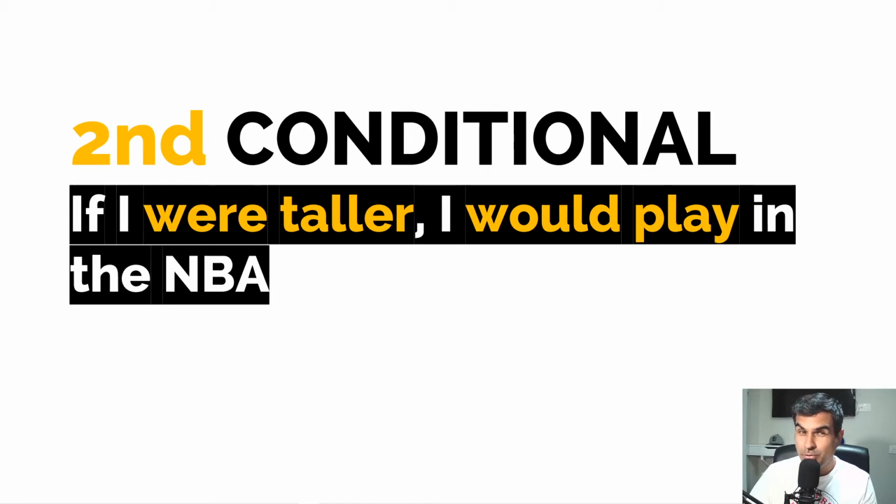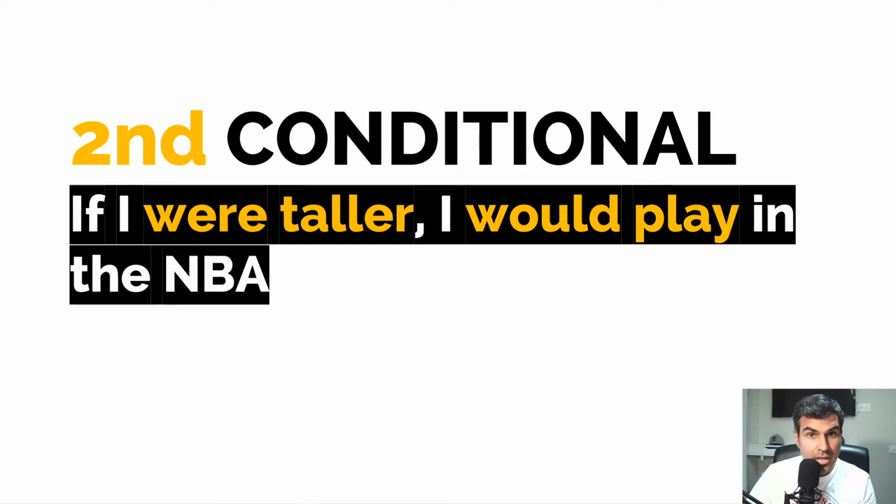Now this one is super interesting. If I were taller, I would play in the NBA. Now it is obvious that I am not tall, and that's why I am making the condition, because if I were, I would play in the NBA. So whenever we want to talk about things that are not real in the present, that means I am not tall, we tend to use our second conditional sentence. If I were taller, I would play in the NBA.